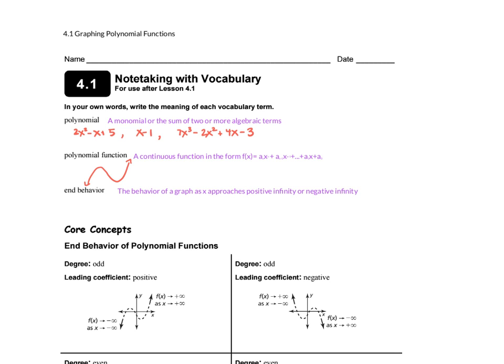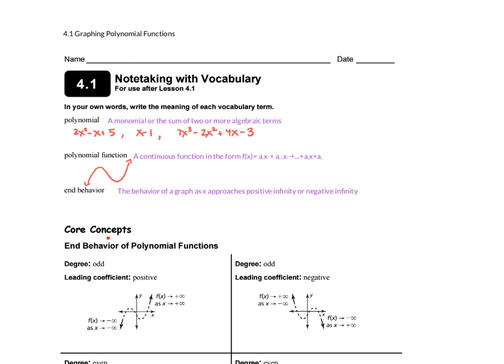All right, and then end behavior. End behavior is what happens at the tail ends of a polynomial function. Okay, so for example, the polynomial that I drew, the example, falls on the left side. That's what the arrow is doing. On the left side, it's going down, it's falling, and on the right side, it's rising. Okay, so that's the very first thing we're going to go ahead and review under the core concepts.